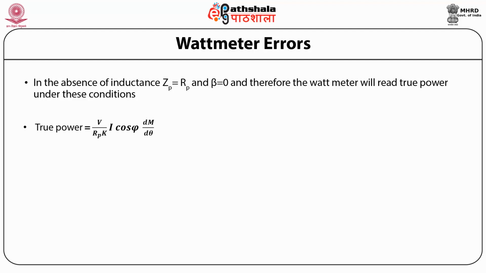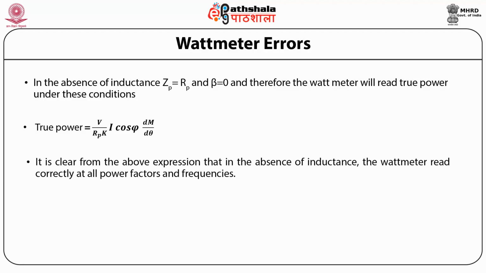True power is given by V by Rp K multiplied by I cos phi dm by d theta. It is clear from the above expression that in the absence of inductance, the wattmeter reads correctly at all power factors and frequencies. Taking the ratio of true power and actual wattmeter reading gives us cos phi divided by cos beta into cos phi minus beta.